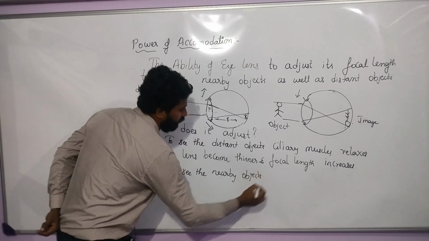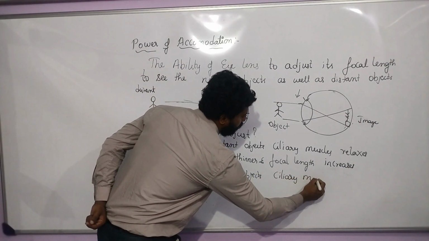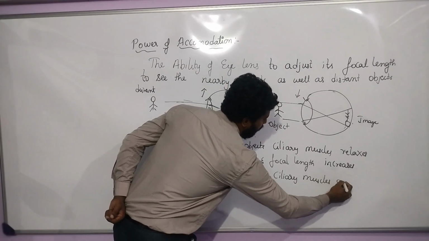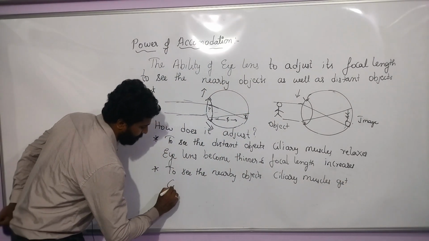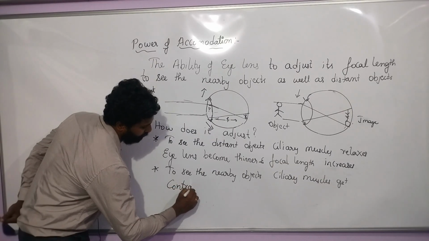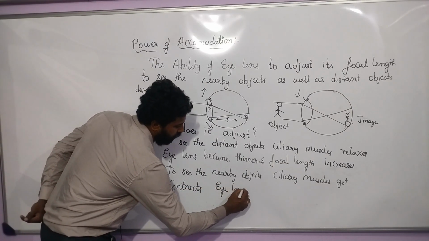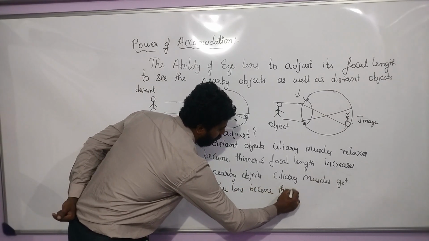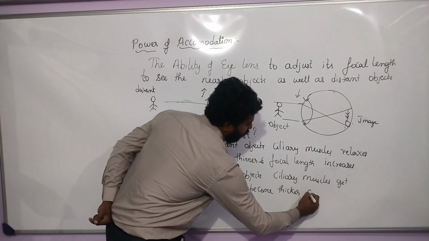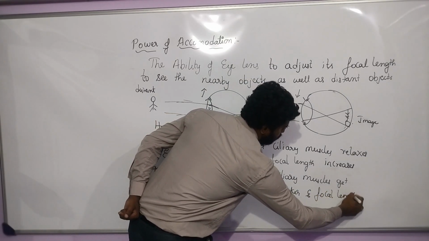To see the nearby objects, ciliary muscles contract, the eye lens becomes thicker, and focal length decreases.